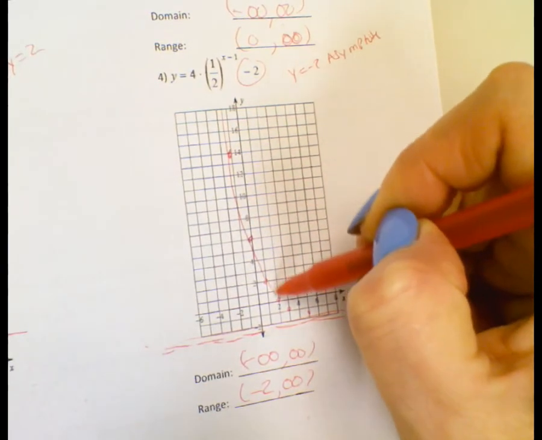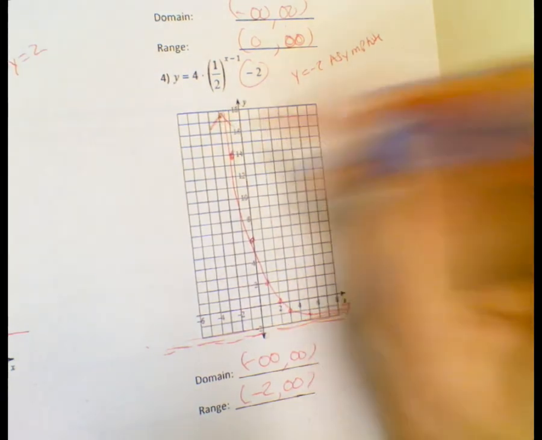1, 2. 2, 0. 3, -1. 4, and I saw that. And there is your graph.